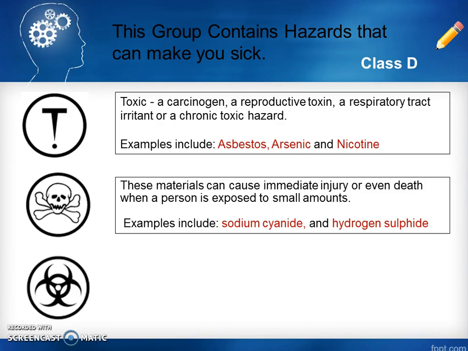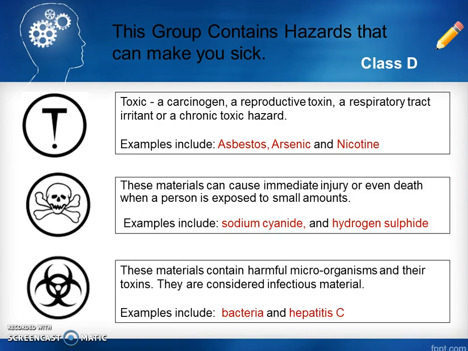And this one is biohazard. And it's, again, something that can make you sick, but it's from microorganisms, things that are living. So, for example, maybe there's some sort of contagious bacteria or hepatitis C virus. So all 3 of Class D make you sick, whether it's going to happen over a long period of time, could be poisonous, fatal, or a biohazard, something that's a living organism.